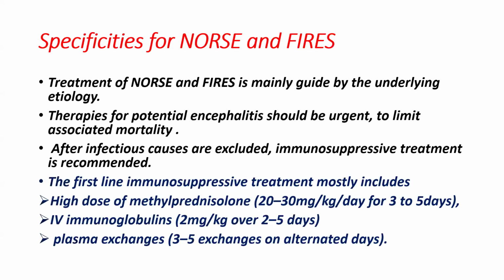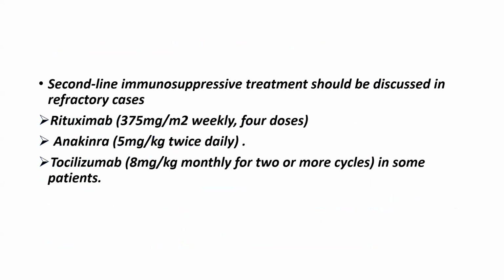Now, the specific treatment for new onset refractory status epilepticus and febrile illness associated status epilepticus. Therapies for potential encephalopathy should be urgent to limit the associated mortality. Once we have excluded the infectious cause, we can start immunosuppressive treatment. First line immunosuppressive treatment includes high dose methylprednisolone at 20 to 30 mg per kg for 3 to 5 days. We can start IV immunoglobulin 2 mg per kg over 3 to 5 days, or we can start plasma exchange.